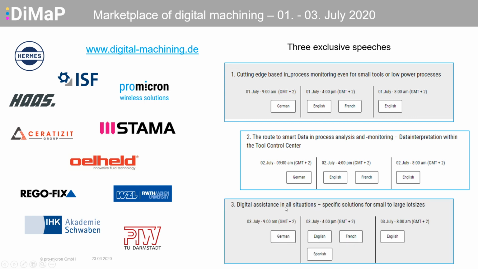The third meeting will summarize the whole product package of pro-micron. Here we talk about digital assistance in all situations, and it doesn't matter if you have a small lot size production, a mid one, or a mass production site. pro-micron has the right solution for these requirements. We will introduce live the Spike Assist solution. We will talk about the difference between the expert inline set and the easy inline set.